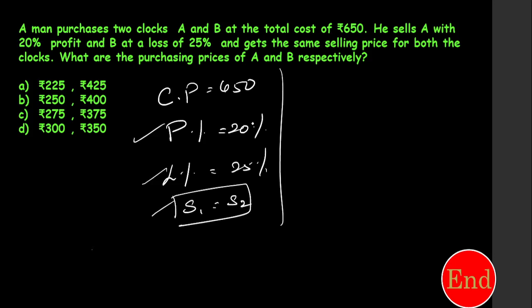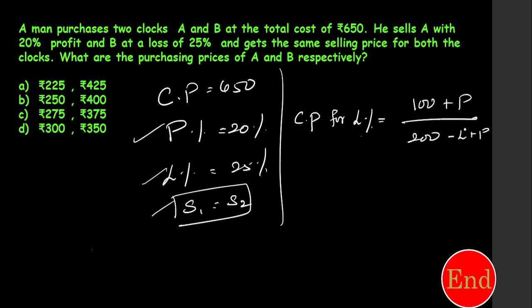Just do this. Cost price for loss percentage. Formula is write 100 in numerator, 200 in denominator. If you're finding for loss, write profit. Profit means plus, loss means minus. Here loss plus profit. That's it. Into x. X is nothing but cost price.